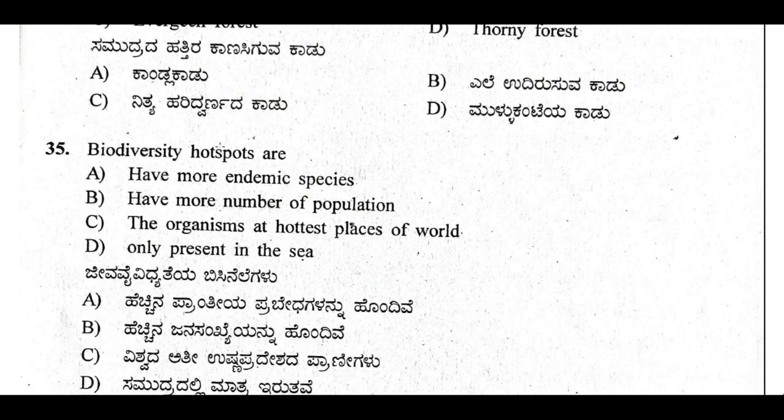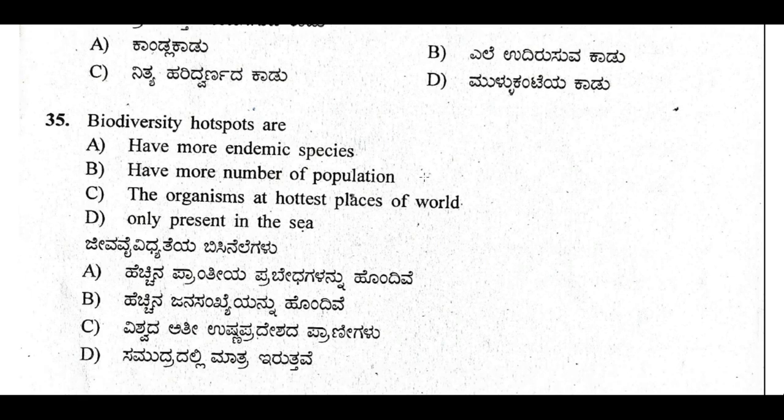Question number 35, biodiversity hotspots are option A, have more endemic species.